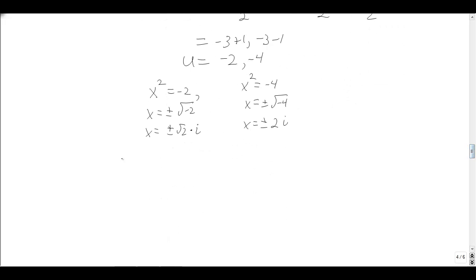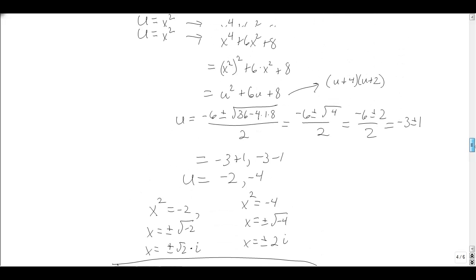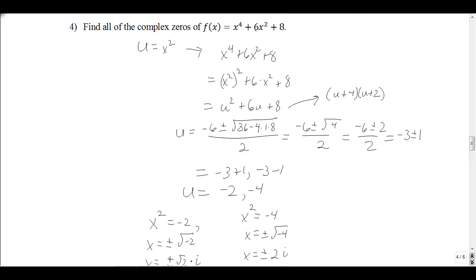So my zeros here, which I was expecting 4 of, let's see, so I should get plus or minus square root 2. So I get a square root 2i, a negative square root 2i, a positive 2i, and a negative 2i. So they're all actually imaginary here. There's no real zeros. So let me say that's the answer. But let's think about what that means for the graph here. Well, when I have no real zeros, this graph should not cross the x-axis.